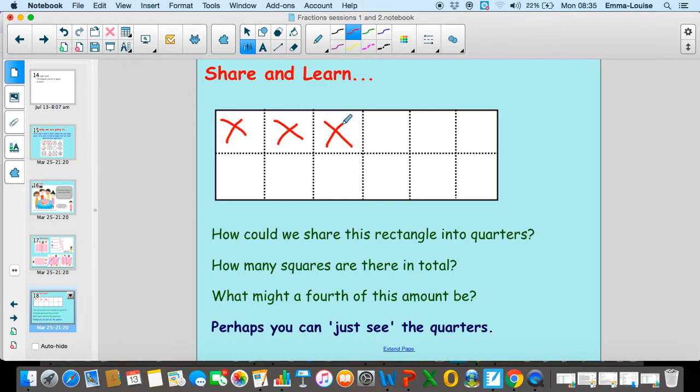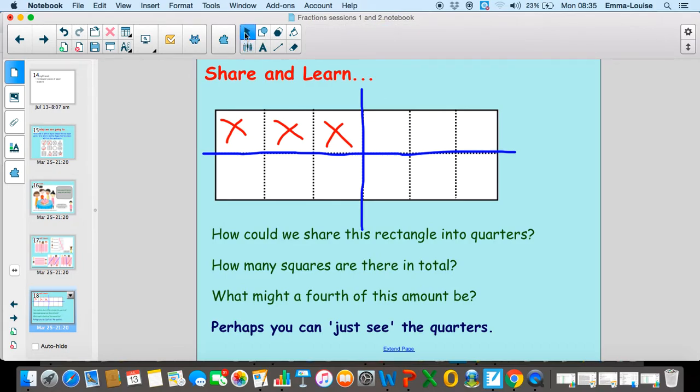That means I have now showed a quarter. You might have just been able to show or see a quarter. Perhaps when you looked at the shape straight away, the first thing you saw was, well, I know that this would be half if I cut it down the middle, and I know I need to then cut it in half again, so I can see there are 4 quarters in my whole. There are many different ways to do this.